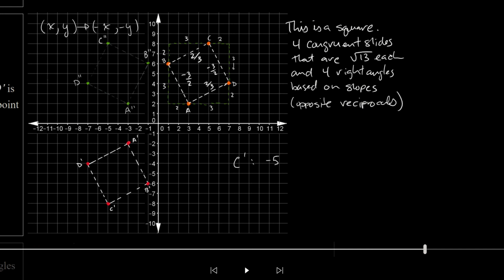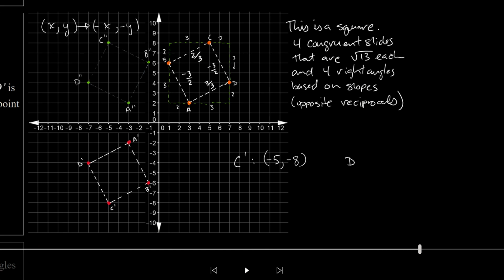I'll write down the rest of these. So C prime was at (-5, -8). D double prime is at (-7, 4). And then finally, the perimeter of that is 4 times the square root of 13. Expressed as a decimal, it's about 14.2 units.